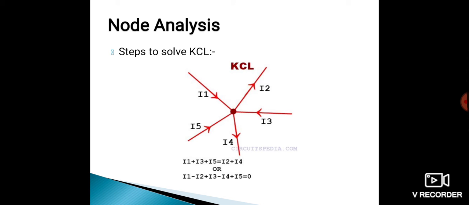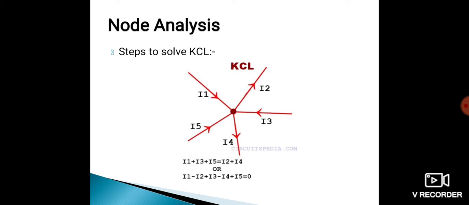Here we can see KCL using the diagram. Steps to solve the KCL. Here we have one point. At that point we have a total of 5 currents called I1, I2, I3, I4 and I5. Now you can see from the diagram, I1 is entering, I2 is leaving, I3 is entering, I4 is leaving the node, and I5 is entering the node.